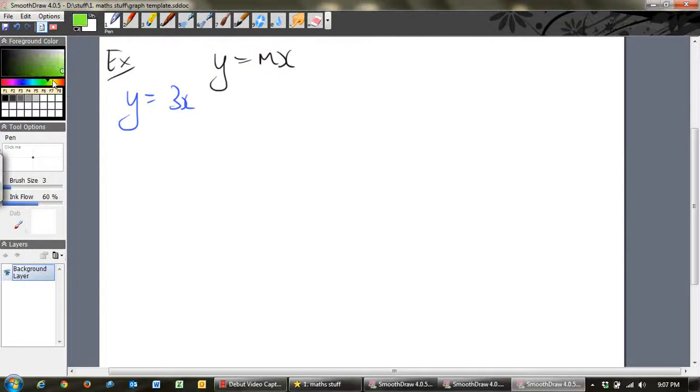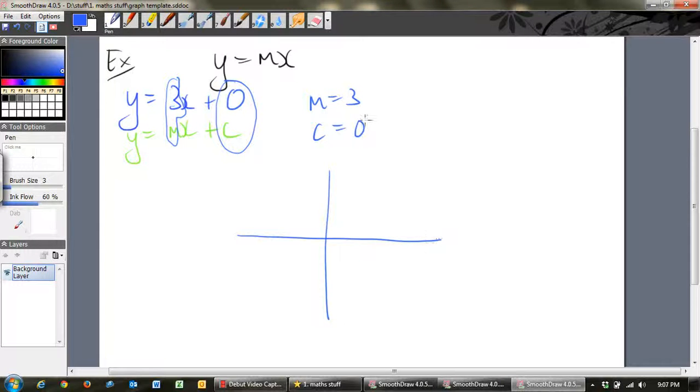Well, if you compare it to y equals mx plus c, it might give you a hint as to how to draw this. Because what you've got here is y equals 3x plus 0. So what does that tell you? It tells you that the y-intercept is 0 and that the gradient is equal to 3. Okay, so m is equal to 3 and your y-intercept is equal to 0. And so what you do for these guys is you just sketch it using your gradient intercept method.